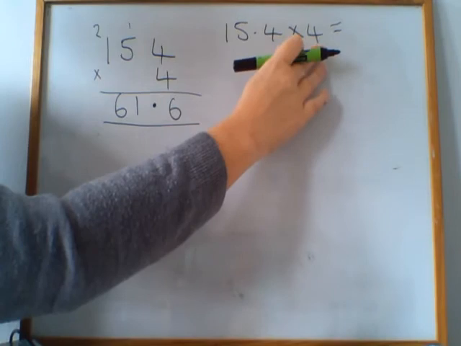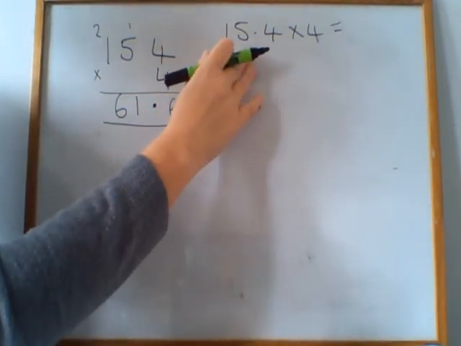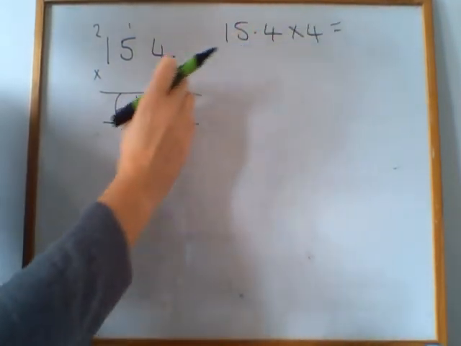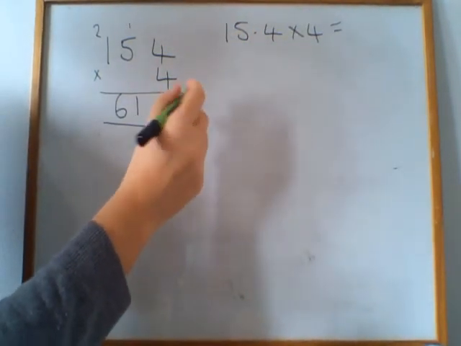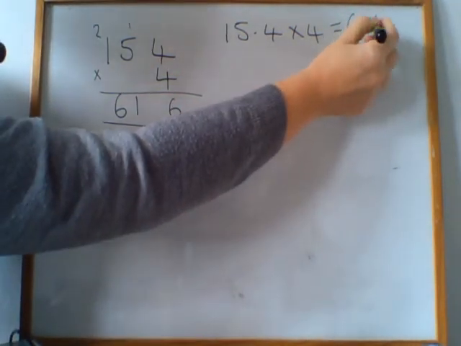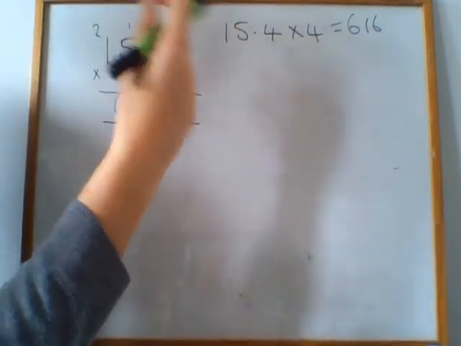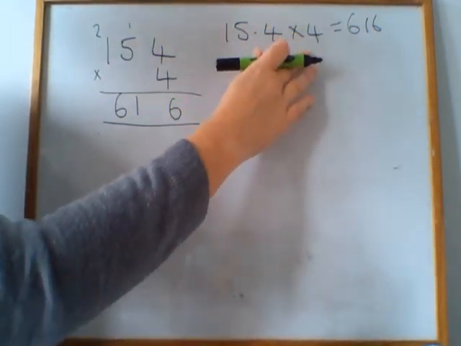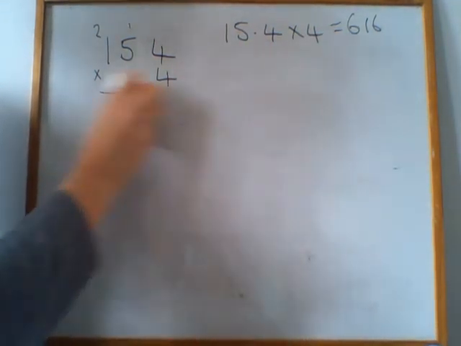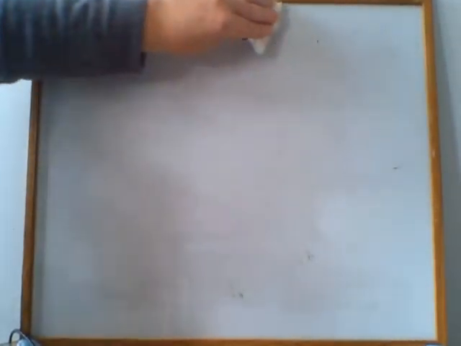And remember what I said when you do these types of questions, just check that that makes sense. 15 times 4, is that going to be 61? Yes, because 15 times 4 is 60, and you've got 0.4 times 4, so that is going to be correct. If you forgot to put your decimal in and you gave an answer of 616, have a look at that and think about it. That's not going to be right, is it? Because 4 times 15 is not going to be 616. So always check that your answers are logical. Check that they're making sense.